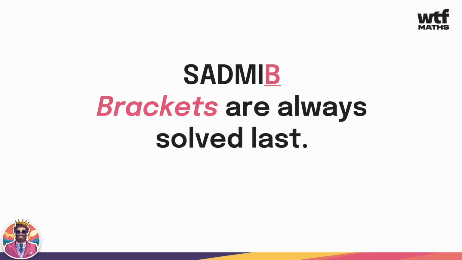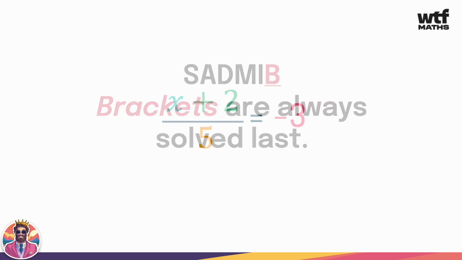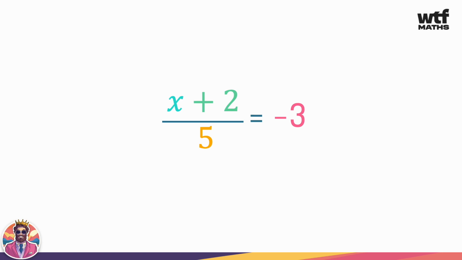So when solving equations, we follow the order of SADMIB, which is just backwards BIMDAS, and we know that brackets are always solved last. So by adding brackets to the top of a fraction, we know to solve that bit last. For example, we have this equation here. x plus 2 divided by 5 equals negative 3.